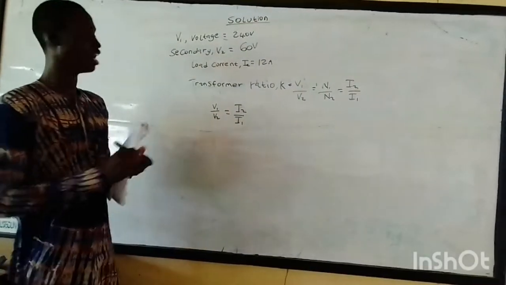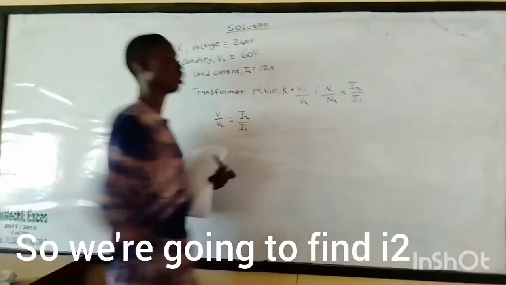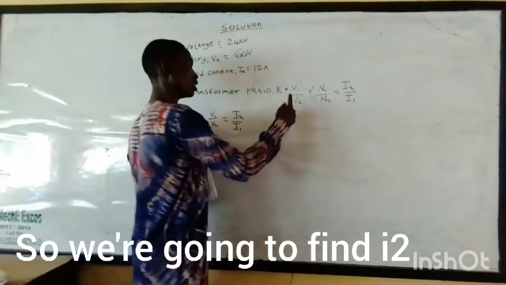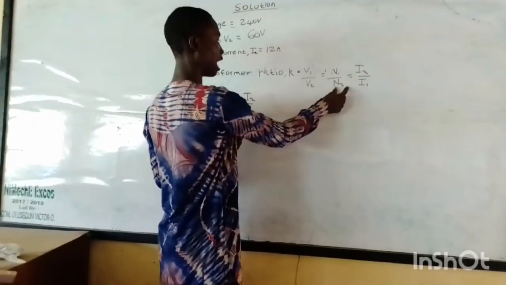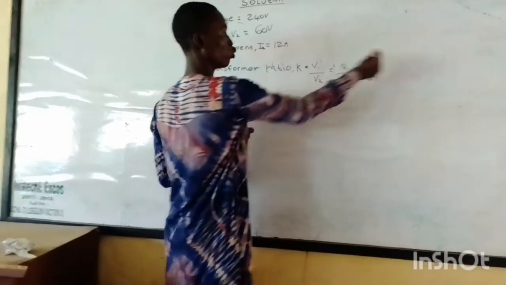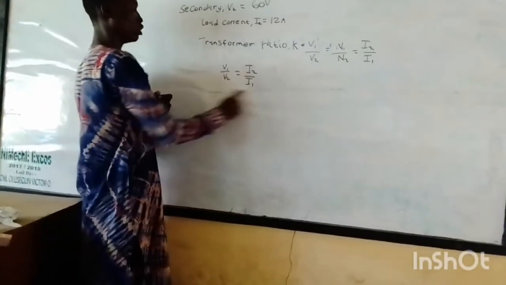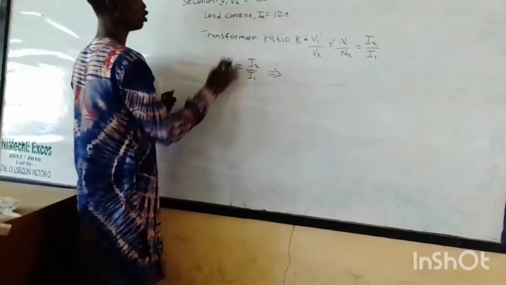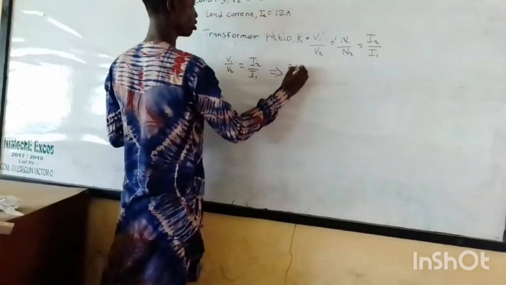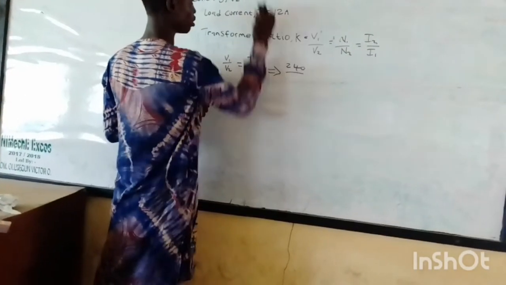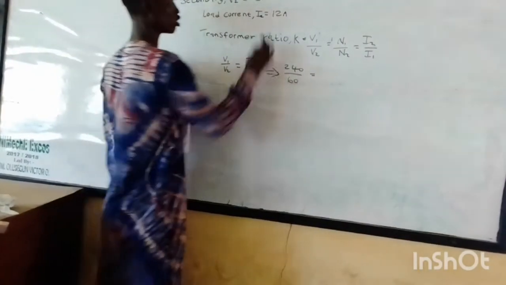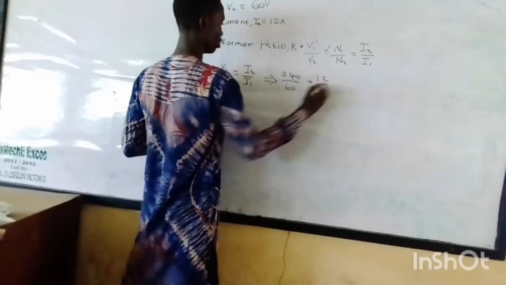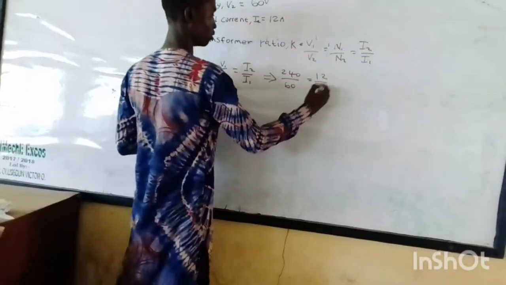You might be wondering, why do we skip this? It's just like if I say this is equal to this, equal to this. If I did not say this, I still know that this will be equal to this, since they are all the same. So since I'm only dealing with V1, V2 now, V1 is 240 divided by 60, equals I2, which is 12 ampere, divided by I1.